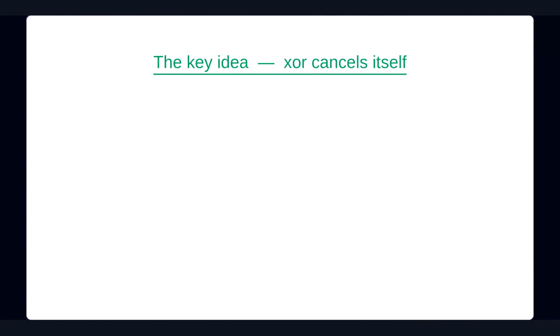The magic rests on two facts about XOR. A value XORed with itself is 0, and a value XORed with 0 is unchanged.